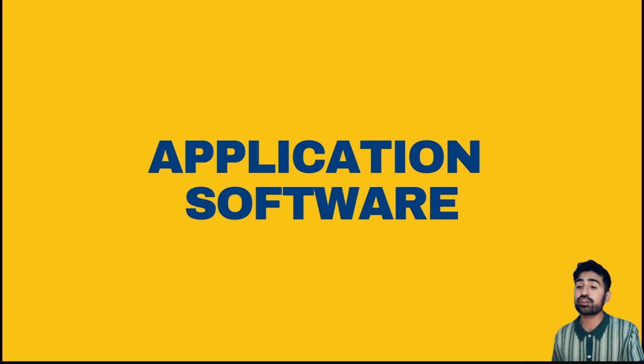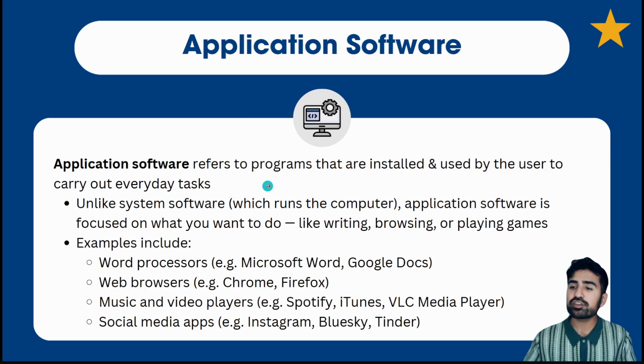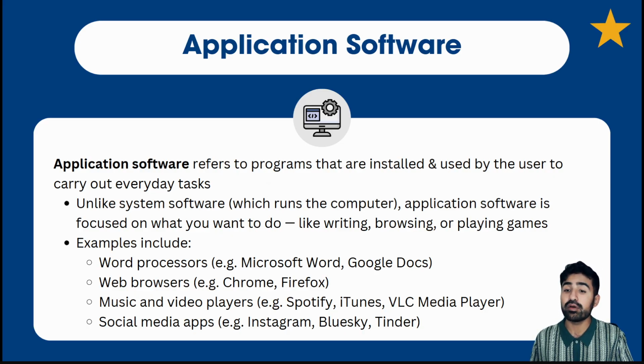The first category of software we're going to discuss is application software. That's the software you're familiar with, the one you've installed on your phone or computer, and the one you probably use on a daily basis. So, application software refers to the programs that are installed and used by the user to carry out everyday tasks, the stuff you care about.